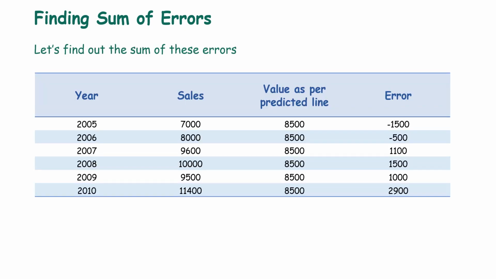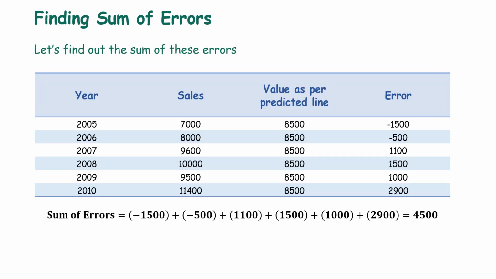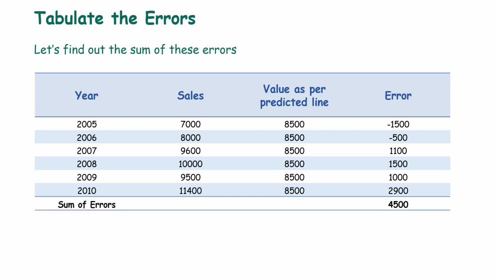It's pretty simple. I have the errors for each individual year. I just add them up and that's the value. The value comes out to be 4,500. So that's how the sum of errors is. Right now, looking at this 4,500 number, whether this is good, bad, or worse, I don't know. I cannot say anything looking at this 4,500 number.